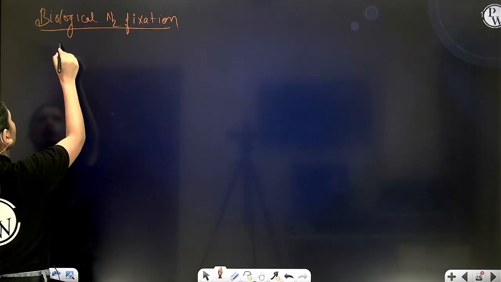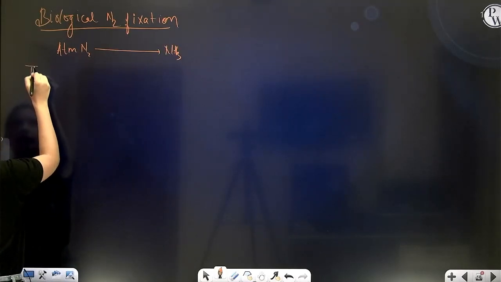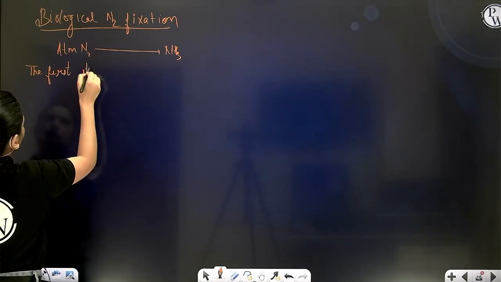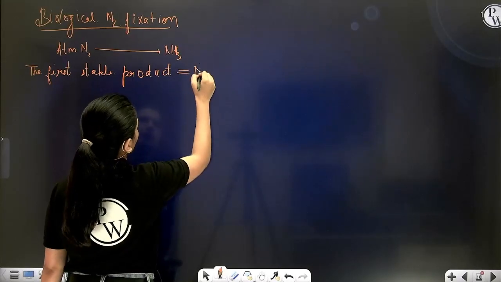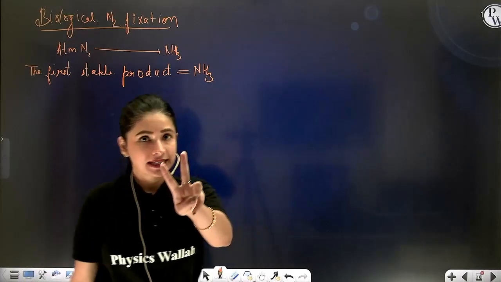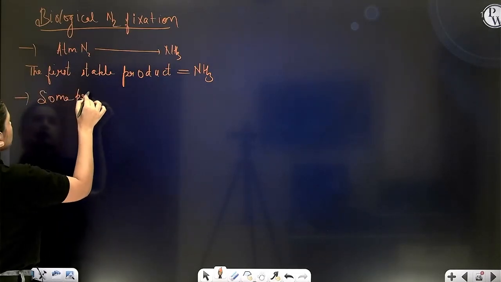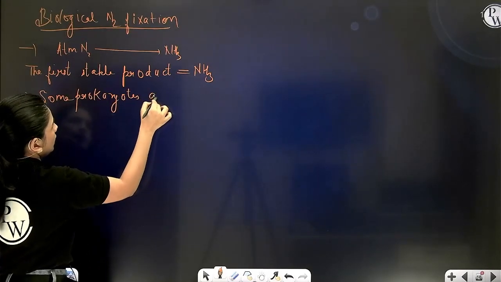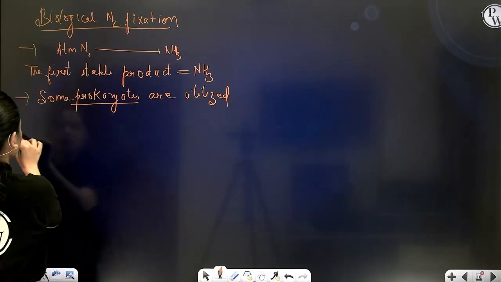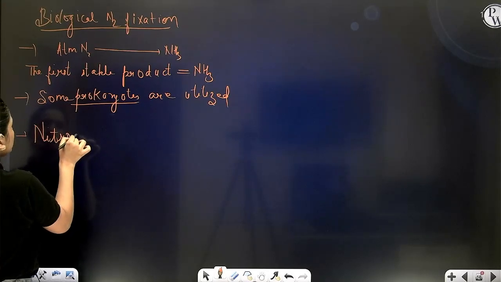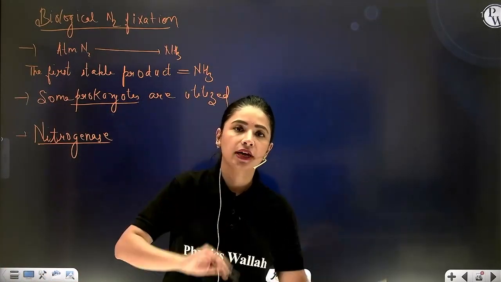Clear? So how will you define biological nitrogen fixation? The process by which atmospheric nitrogen is converted into ammonia. So we can say that the first stable product of biological nitrogen fixation is ammonia. That is the first point. The second important point is that only some prokaryotes can perform this activity, because only some prokaryotes have the special enzyme called nitrogenase. This enzyme is mainly required to perform the conversion from nitrogen to ammonia.